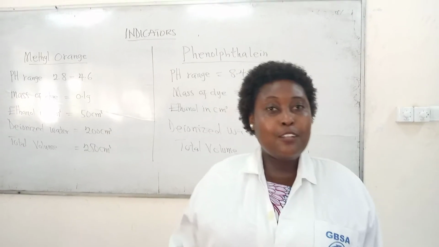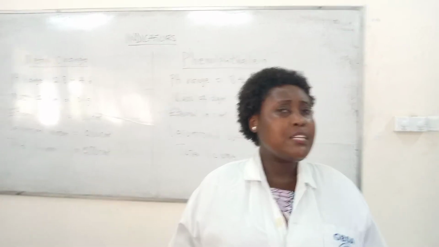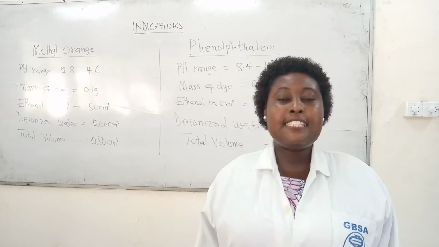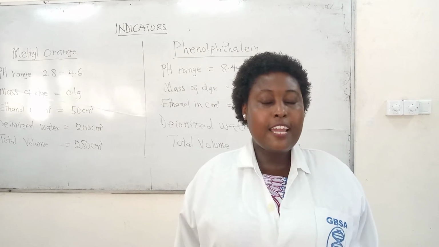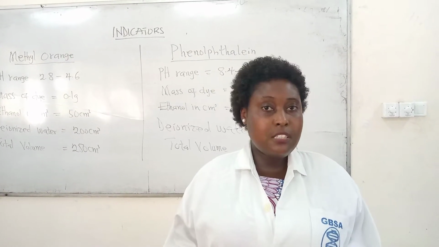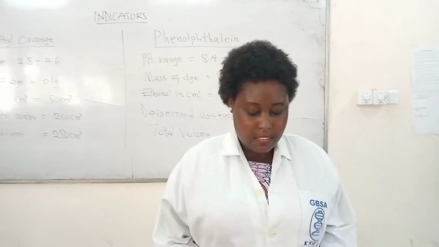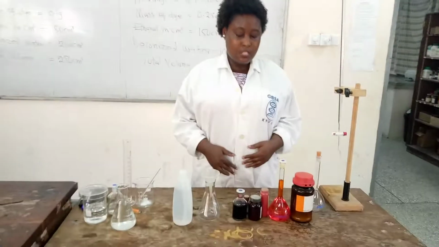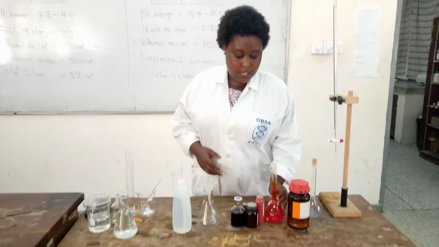Just kidding. Now today's practical is about indicators. What is an indicator? Indicators are substances that change color in acidic or alkaline solutions. We have different types of indicators, and in front of me here are some of the indicators that we use in the lab. Let me quickly take you through some of them.